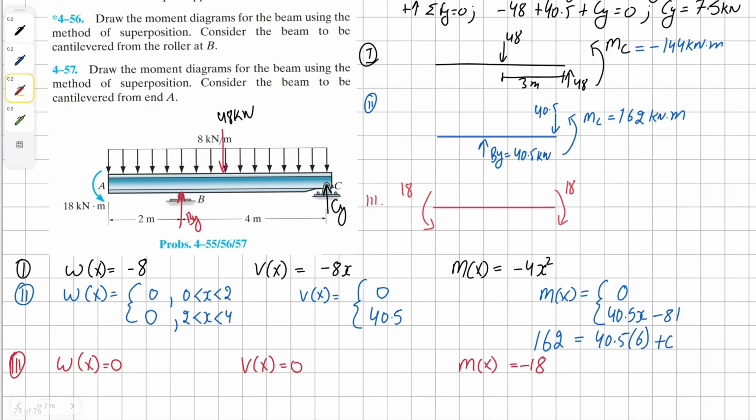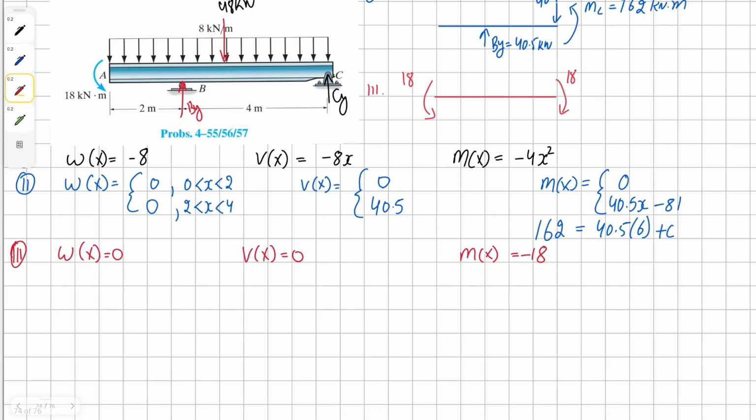Our load equation is going to be 0, 0. Then our shear is going to be 0 and a 45.5 constant, which is our By. And then we can have our moment x, which is going to be 40.5x, take away 81. 81 is our constant. And finally our moment for the third case is simply negative 18.